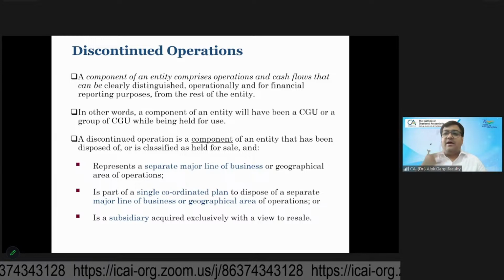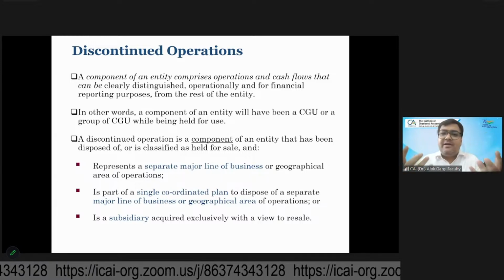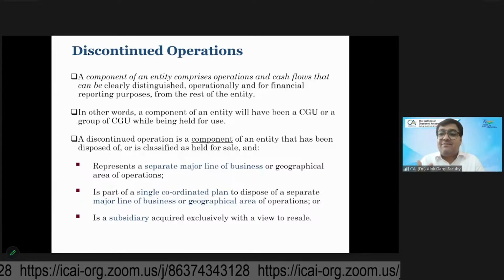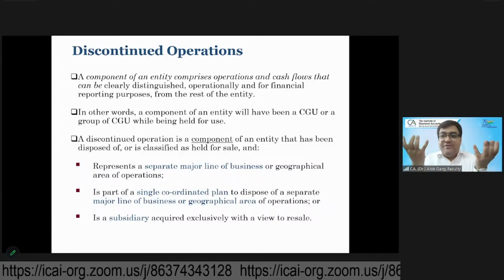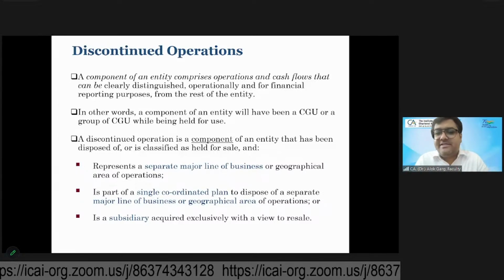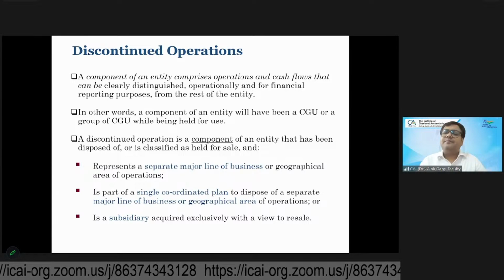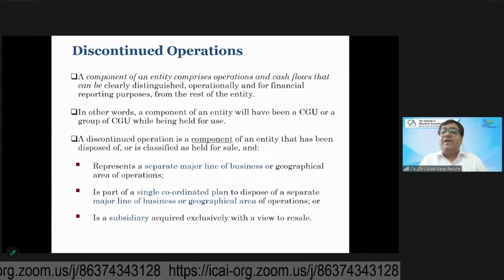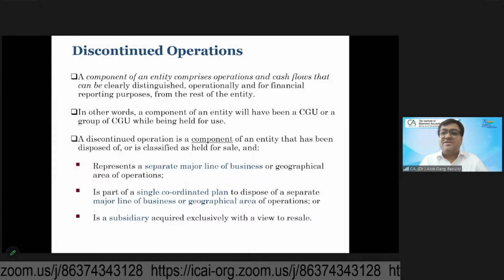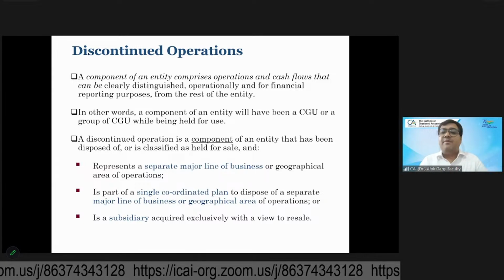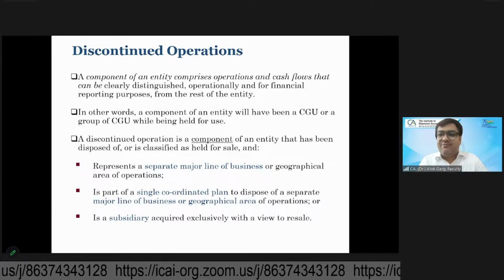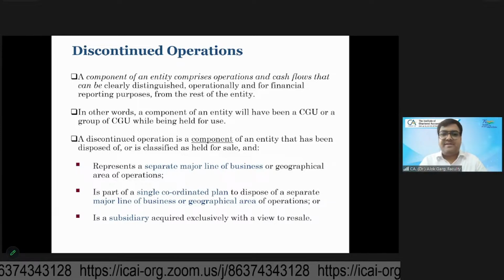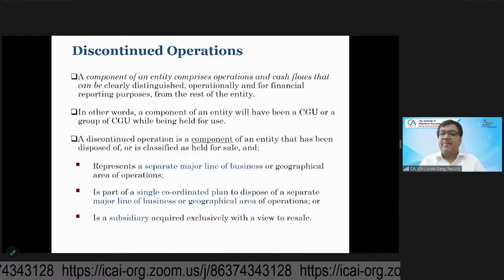Where the management is measuring the financial performance, cash flows, and operational performance of that component as a separate thing. Correct? So this is a component where the management is focused on measuring the performance on an operational basis, cash flow basis, and from the financial reporting perspective. Okay.